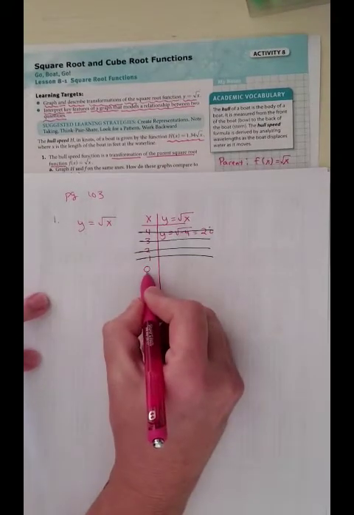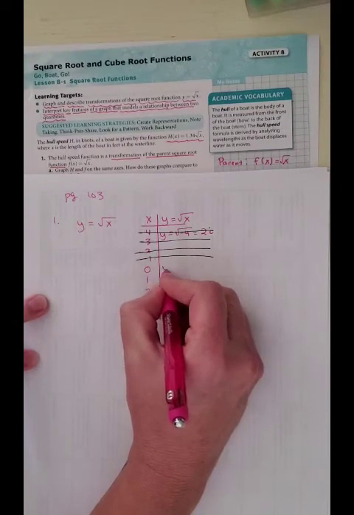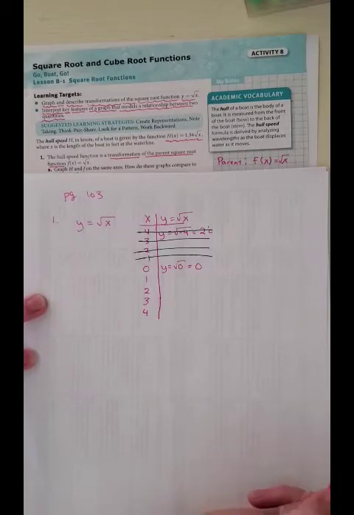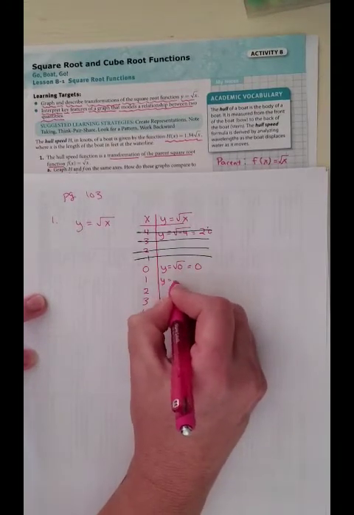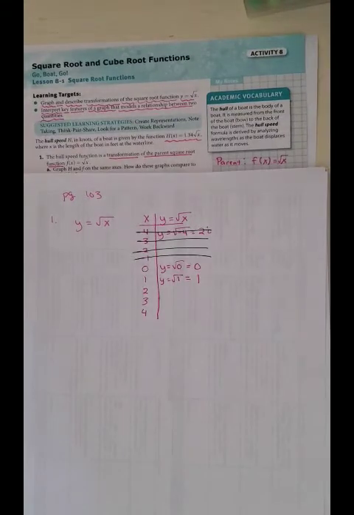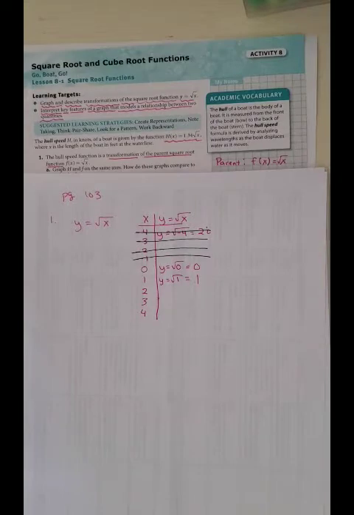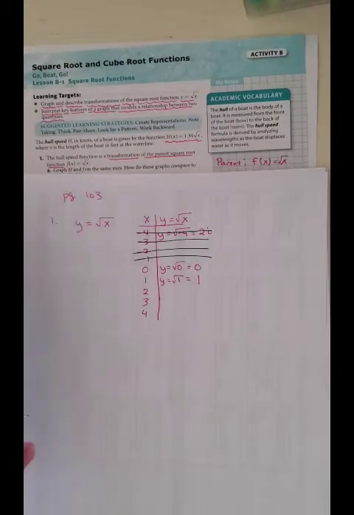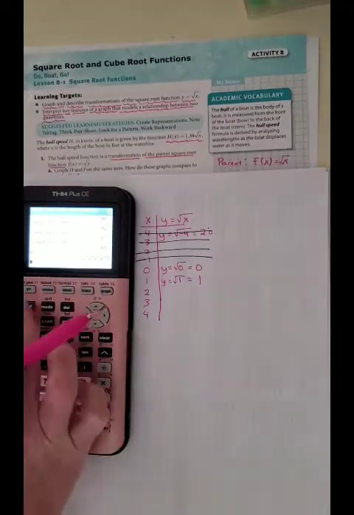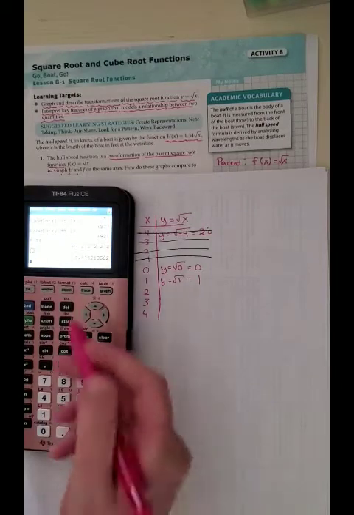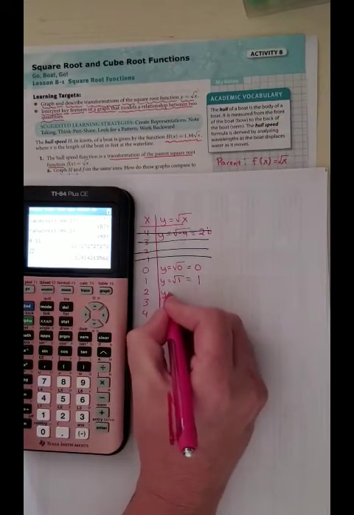So we will have to begin at 0. y equals the square root of 0, and the square root of 0 is 0. y equals the square root of 1, which is 1. Now, for the square root of 2, we would need a calculator because 2 is not a perfect square. So I'm going to get my calculator out, and the square root of 2 is about 1.41.